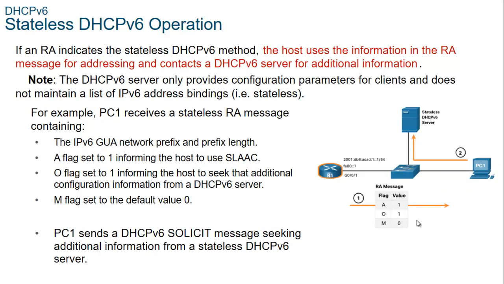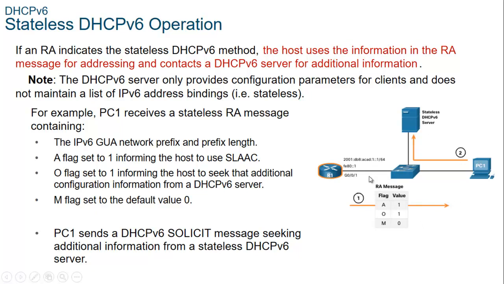So let's look at stateless DHCPv6 operation. If the RA indicates a stateless DHCPv6 method, the host uses the information in the router advertisement message for addressing, and then contacts the DHCPv6 server for additional information. So in this case, the DHCPv6 server only provides configuration parameters for the client and does not maintain a list of IPv6 address bindings. Hence, it is stateless. So let's look at this example.